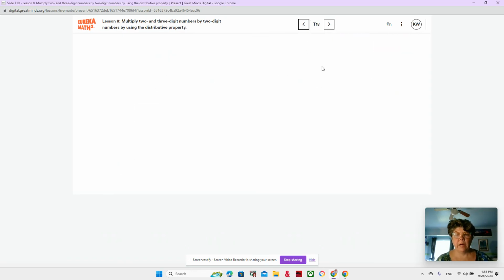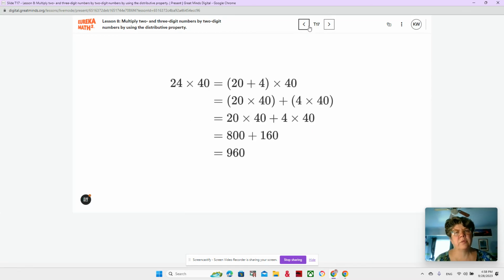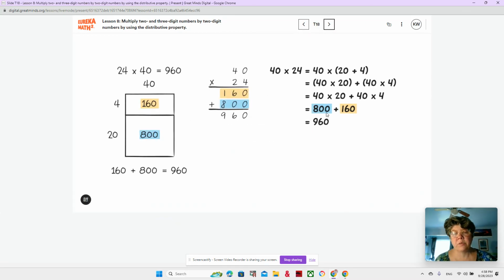I think that's about all we wanted to say about number 2. We're definitely looking at different ways to multiply, right? And we can use any of them, but we need to know how to do the standard algorithm as well.